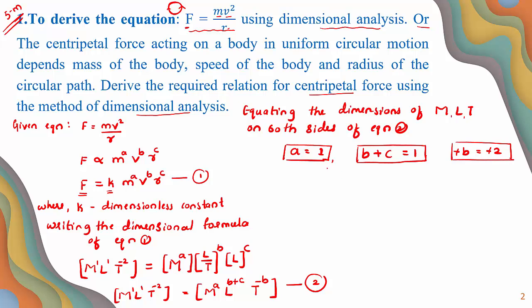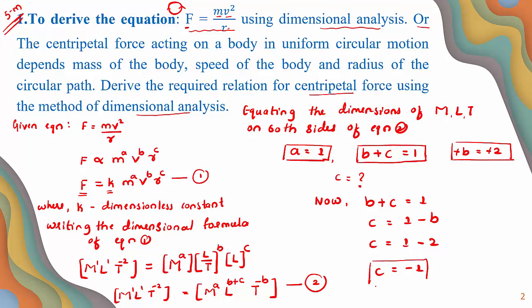So, what is the value of a? We got a equal to 1, b equal to 2. Then what is the value of c? How to find the value of c? See here. Now we can consider b plus c equal to 1, so c equal to 1 minus b. The value of b is 2, so c equal to 1 minus 2 gives minus 1. Now we got all three values: a equal to 1, b equal to 2, c equal to minus 1, by comparing LHS and RHS of equation 2.